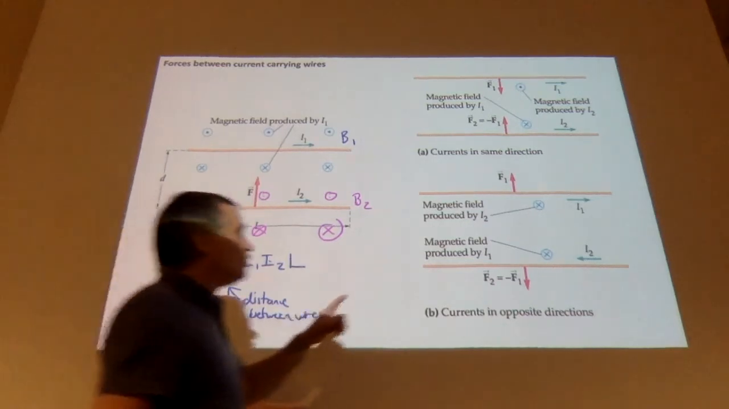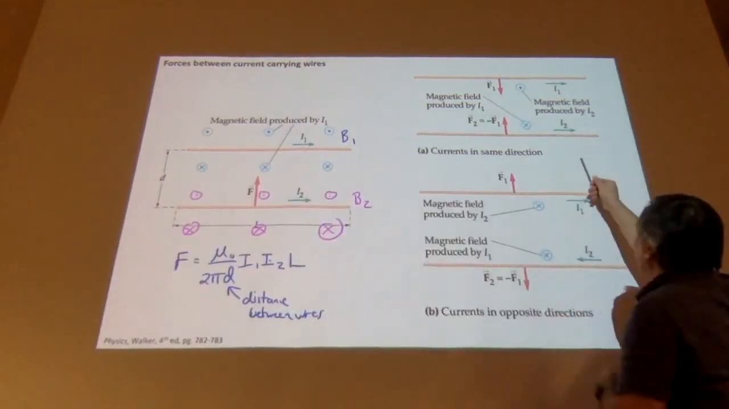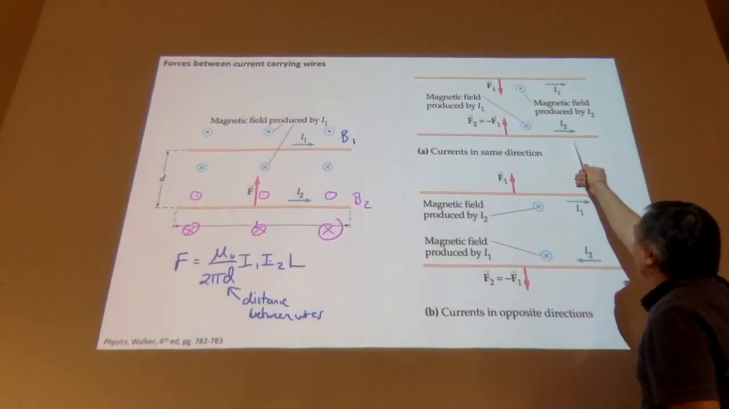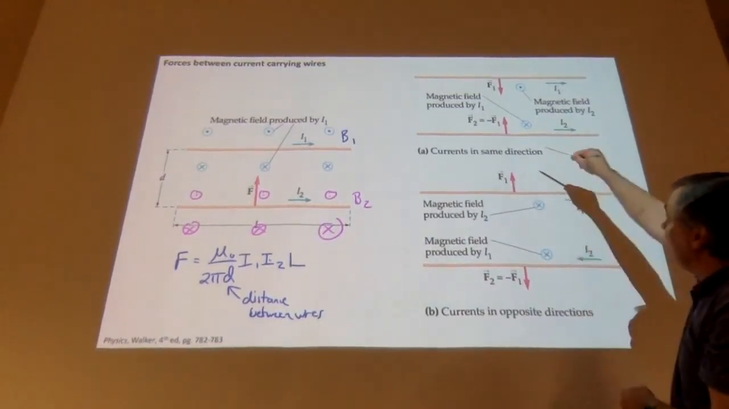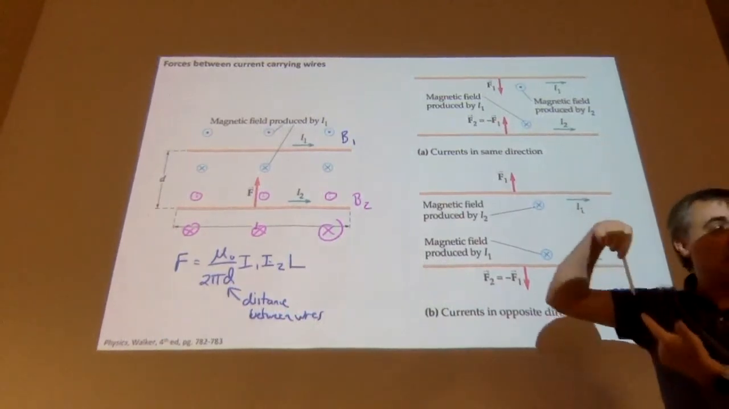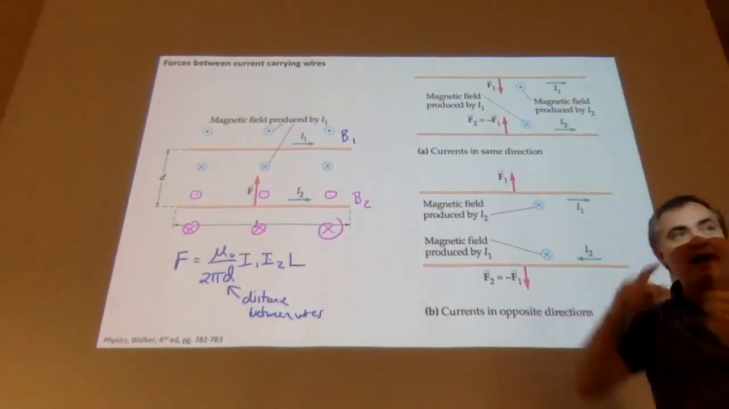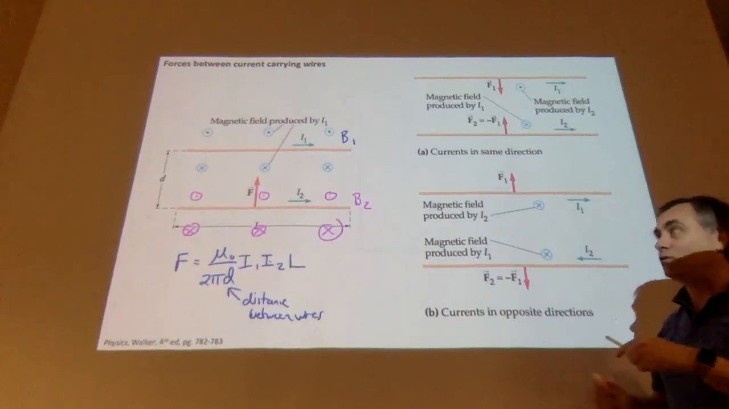Now let's see if we agree with what's happening over here. Notice at the top, we're going to see what the forces are if the currents are going in the same direction. They've decided that the two wires are going to be drawn toward each other. Does that make sense with our right hand rule? We can think through it.